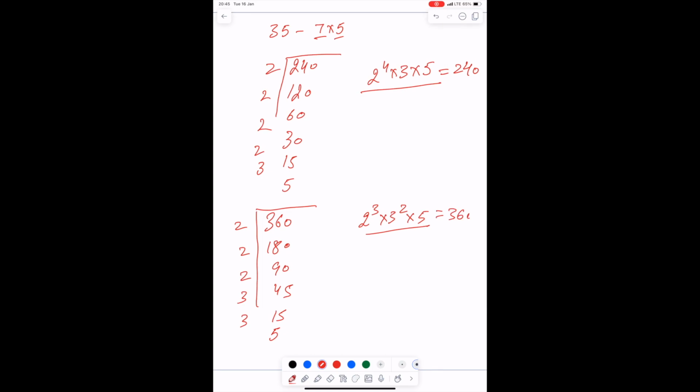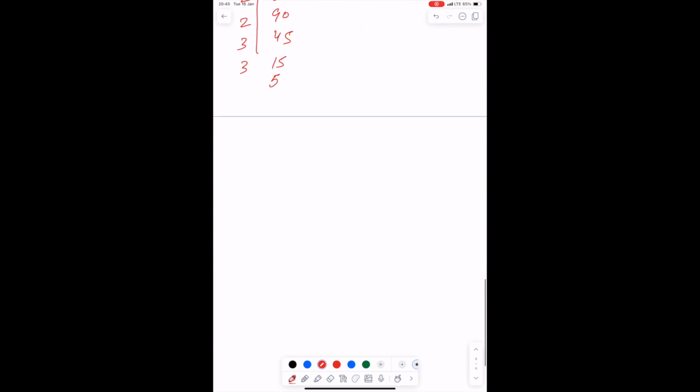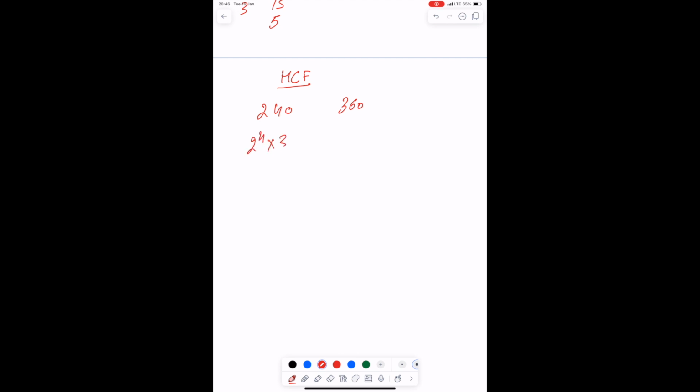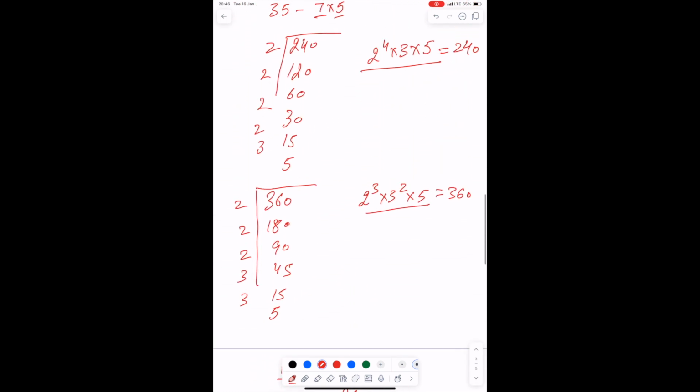So now take this forward. When we take this forward and we try to find the highest common factor among these two, 240 and 360, what would be the answer? So what we need to do, actually, we need to factorize this. So 240, as we have known, is 2 to the power 4 into 3 into 5, whereas 360 is 2 to the power 3 into 3 square into 5, right? That's what our understanding was. We'll check again. Yes, that's what it is.